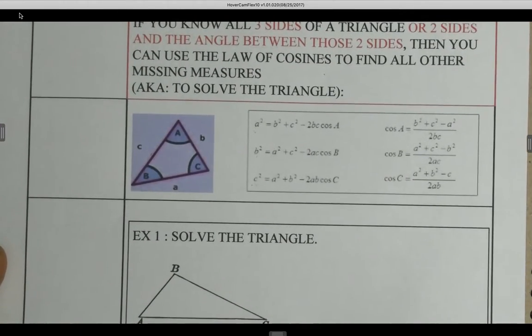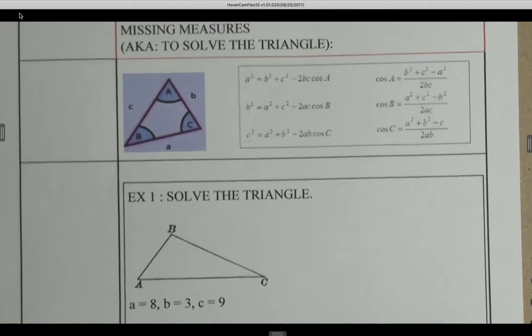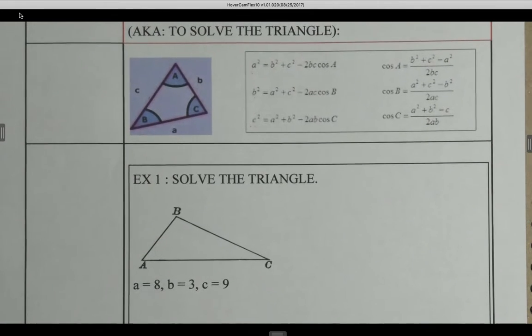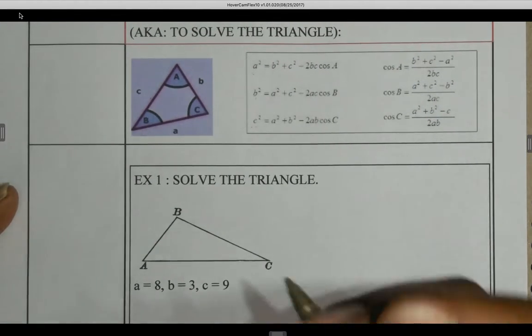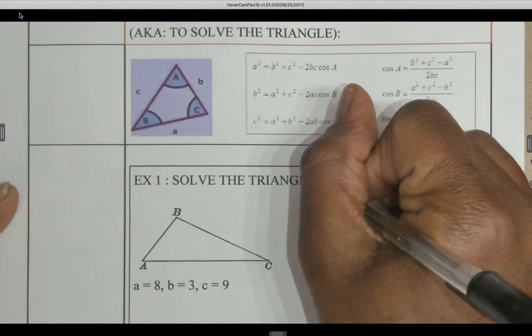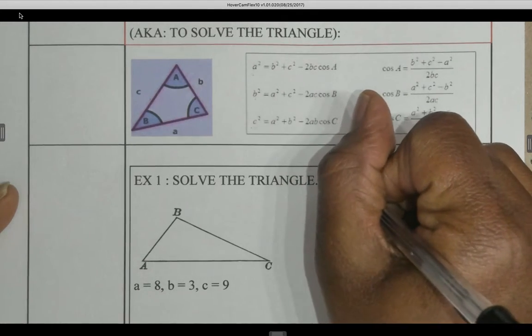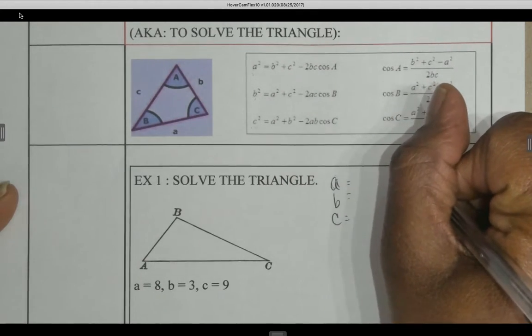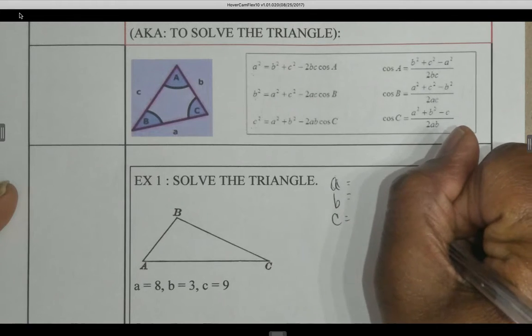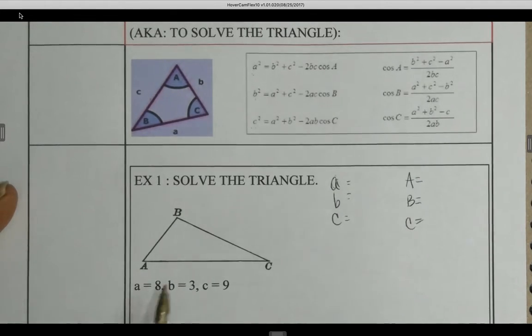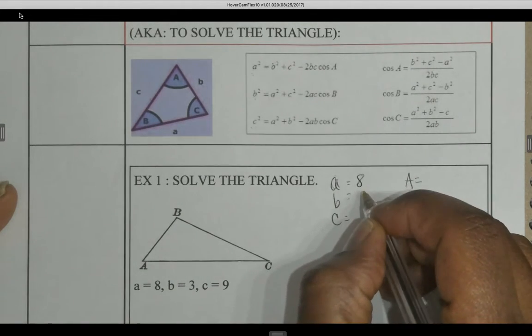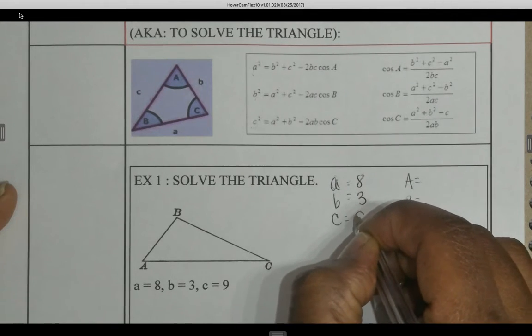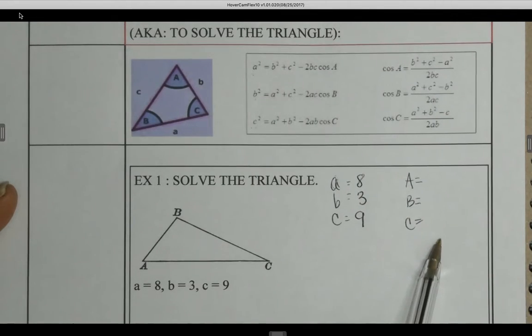All right, let's look at an example. It says here, solve the triangle. We know that means find sides a, b, and c, and then angles A, B, and C. But it's giving us all the sides. So we have side a is 8, side b is 3, side c is 9. We're just looking for all the angles.